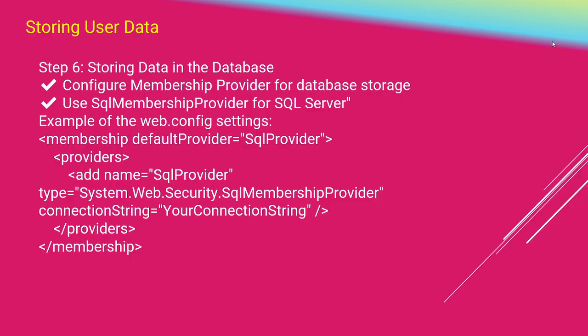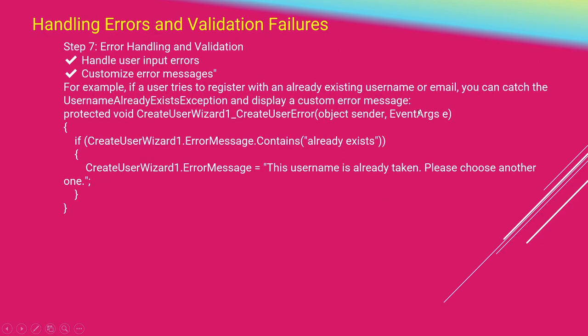It is essential to handle errors and provide user-friendly validation messages. For example, if a user tries to register with an already existing username or email, you can catch the username already existing exception and display a custom message, as given in the example. This ensures a better user experience and helps the user understand what went wrong.